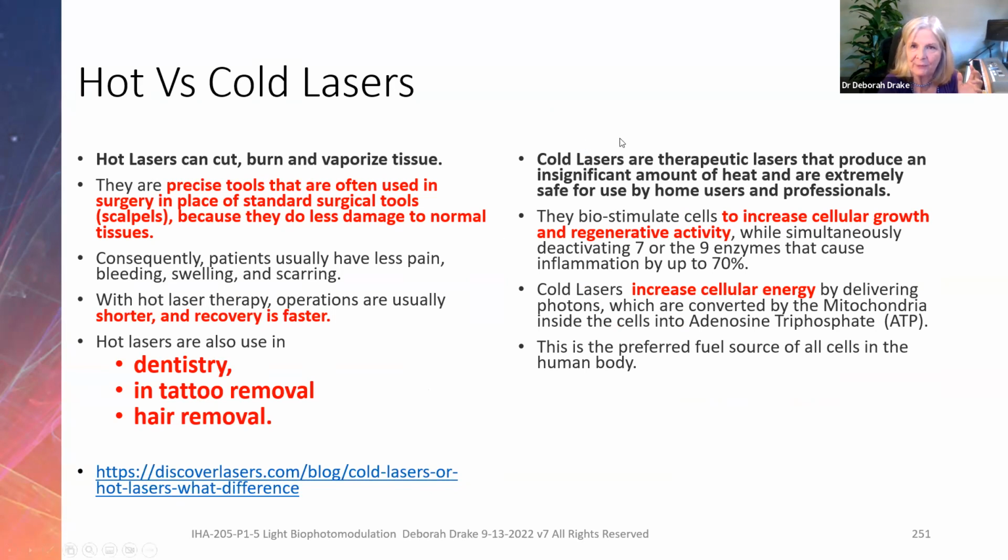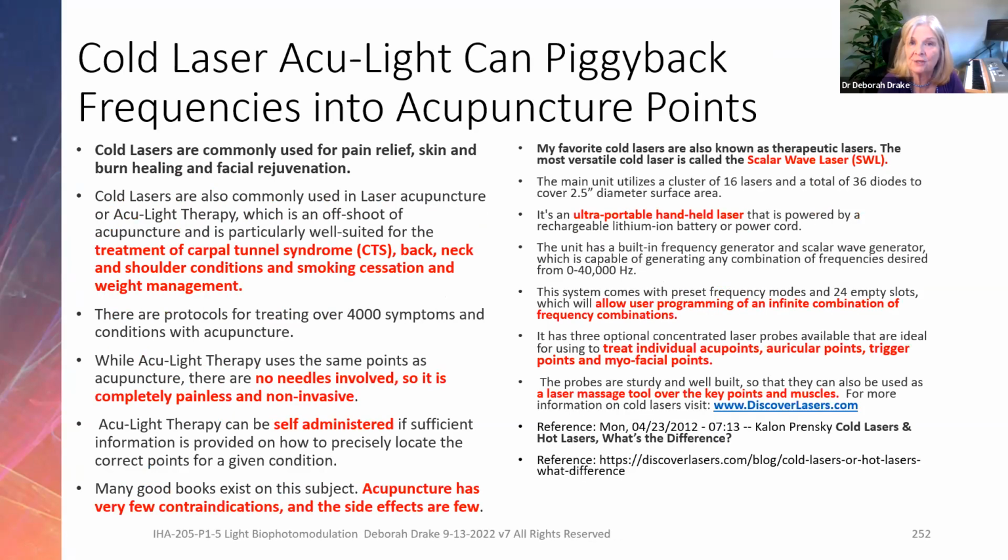But in a way, I prefer the cold lasers, which are therapeutically effective. They can increase cellular growth and regeneration, with about a 70% reduction of inflammation, and cold lasers are going to help your mitochondria heal the body from the inside out. The cold laser system I'm going to show you in the coming weeks is good for skin, pain relief, facial rejuvenation, carpal tunnel syndrome, neck and back pain, shoulder conditions, and smoking cessation. 4,000 symptoms can be reduced with acupuncture. So you can use the light over your acupuncture points and produce acupuncture meridian signals into those same points with no needles involved. So it's painless, non-invasive, needleless acupuncture.